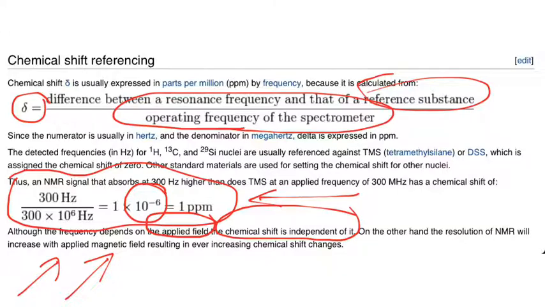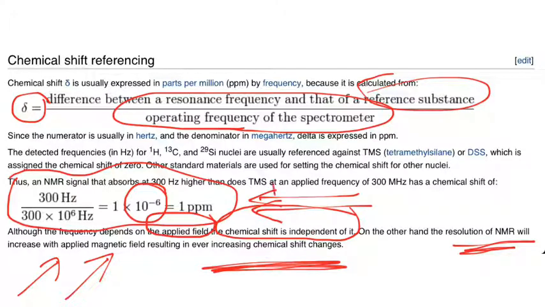Okay. On the other hand, the resolution of NMR will increase with applied magnetic field, resulting in ever-increasing shift changes. Yes, it will, but we won't worry about that for now. Okay. We've covered what chemical shift is, and we've told you that it's basically independent of the instrument and independent of the applied magnetic field of the instrument that you are using. Okay, all right. Let's keep going.